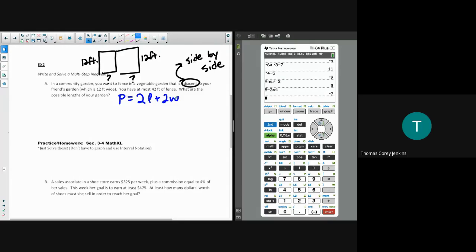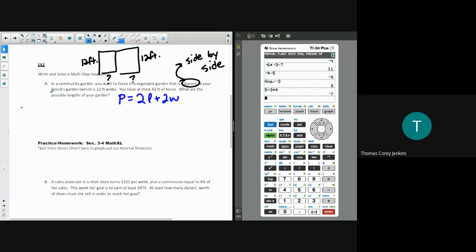Now, we're going to try to put all this together, okay? And I skipped probably the most important part. It wants us to find what are the possible lengths of your garden. So we need to always define our variable. So L is length of garden in feet. Okay, so let's try to figure out what we know and try to put together an inequality here. So we know that W equals 12 from right there.